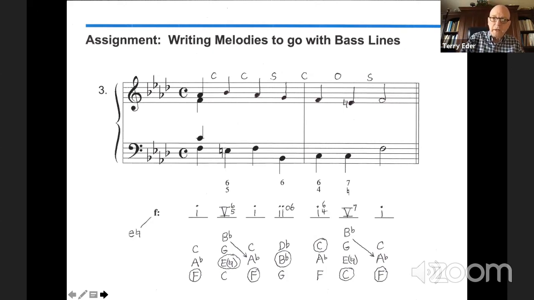Here's what this one sounds like. This one will work really well with the writing of the alto and tenor voices too.